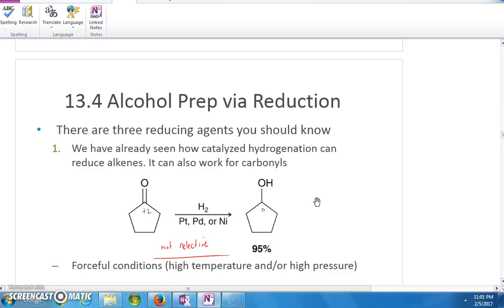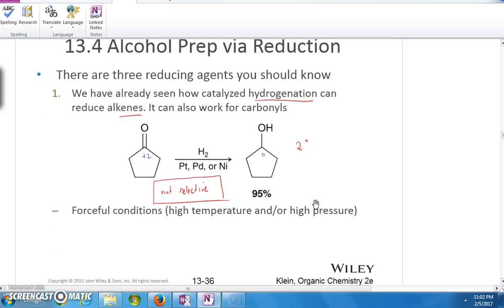We have already seen how catalyzed hydrogenation can reduce alkenes. It will also work for carbonyls, but the problem with this is that it is not selective. You can carry out the reduction of a carbonyl to an alcohol, in this case a secondary alcohol, using hydrogen over platinum, palladium, or nickel. But the downside of this method is that you have to use forceful conditions, high temperatures, and high pressure.